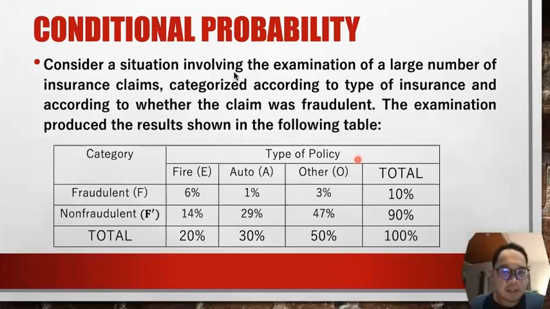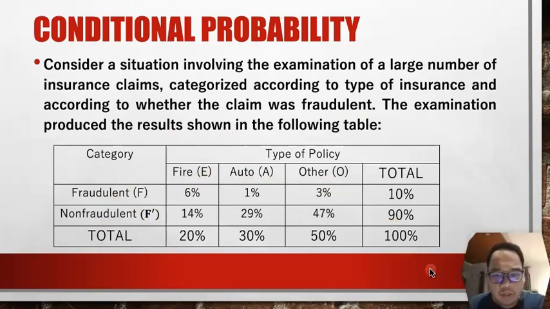Let's consider this table, which involves the examination of a large number of insurance claims, categorized according to the type of insurance and according to whether the claim was fraudulent. The examination produced the results shown in the following table, wherein you can see the fraudulent claims F and non-fraudulent claims. When you say fraudulent, it's a fraud claim. It's not really true that you got in an accident or something. And when you say non-fraudulent, it's a true claim. So we have types of insurance: fire policy, automobile policy, and others, wherein it totals to 100%.